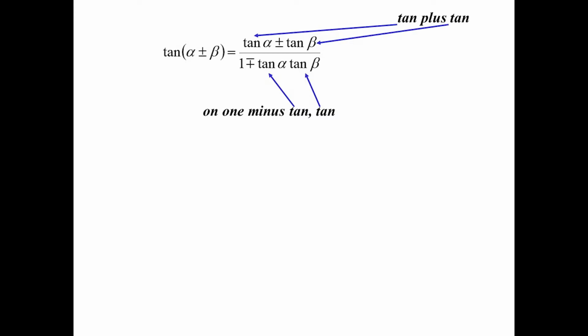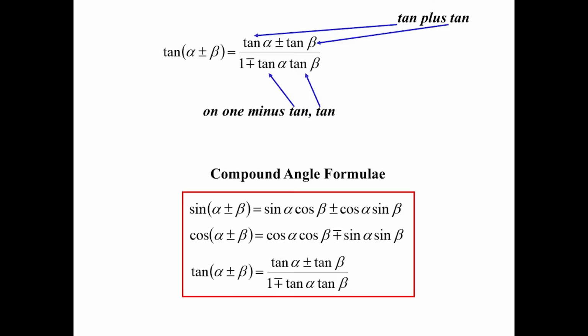Cosine: cos, cos, sine, sine. If it's not the sine, it's not the sine. And so I just said the cosine one, didn't I? So sine: sine, cos, cos, sine. If it's sine, it's sine. And tan, which is tan plus tan on 1 minus tan tan. They are what we call the compound angle formulae.